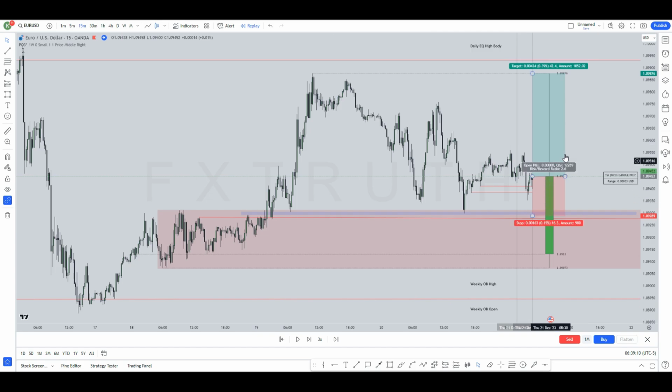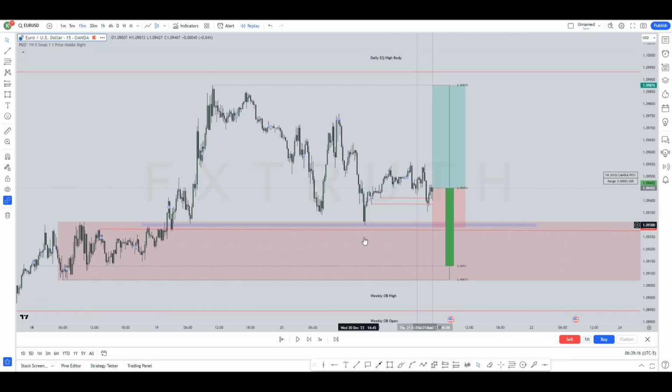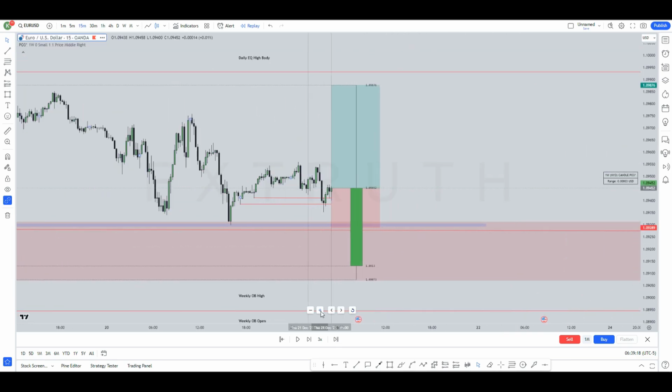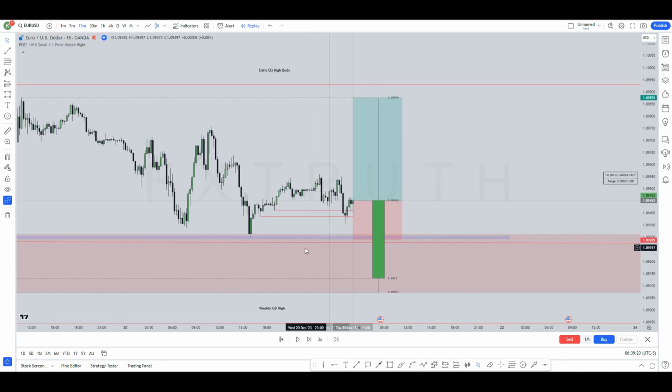Based on risk to reward, this is going to be probably a 1 to 2, a 1 to 2.6 risk to reward on this particular trade. So let's see how the trade actually plays out. Mind you, this is the second phase expansion. Let's see how it plays out.